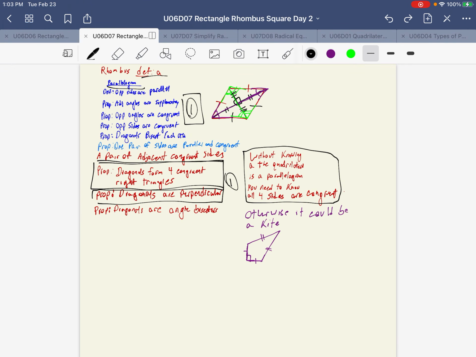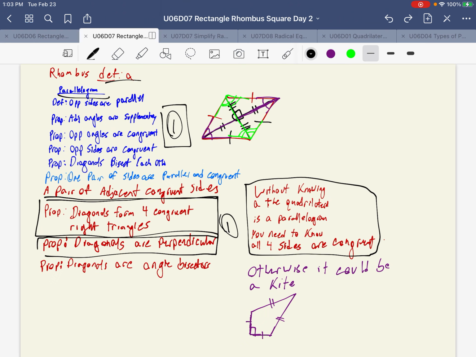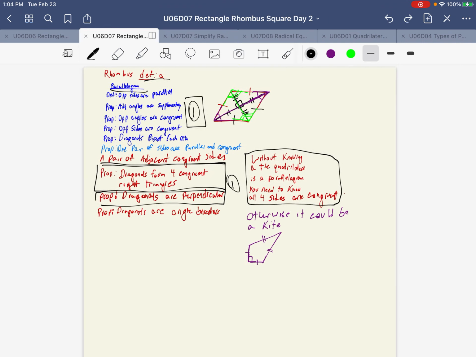All right, so I will leave these on screen for a moment if you're going to take any notes on some of the properties of a rhombus, and then we will talk about a square. All right, let's talk about a square.